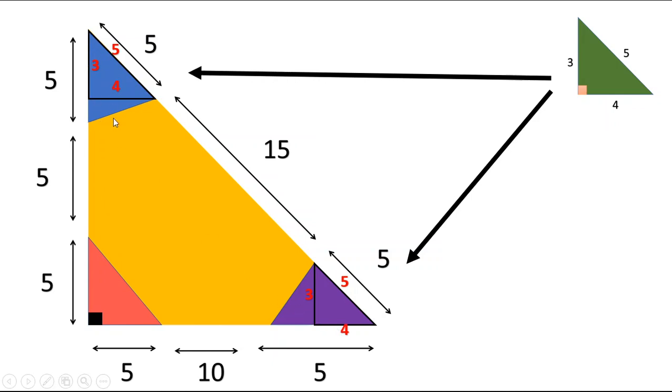So for this complete blue triangle, the base is 5 and the height is 4. For this complete purple triangle, the base is 5 and the height is 3, and for this red triangle, the base is 5 and the height is 5. So we got to know the base and height of the three small triangles. Now we can calculate the area of these three small triangles very easily. After calculating them, we will subtract from the area of this big triangle to get the area of this yellow region.